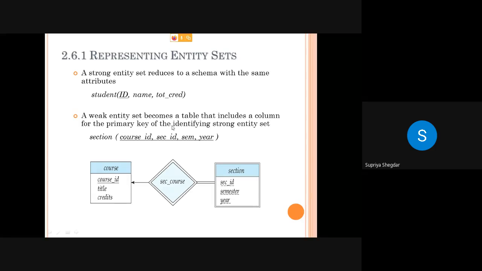So if the weak entity set is present in the ER diagram, then while reducing that weak entity set to the relational schema, first we have to write the name of the weak entity set as it is, and then we have to use the primary key of the identifying or the strong entity set, and then we can take the names of the attributes of the weak entity set as it is.